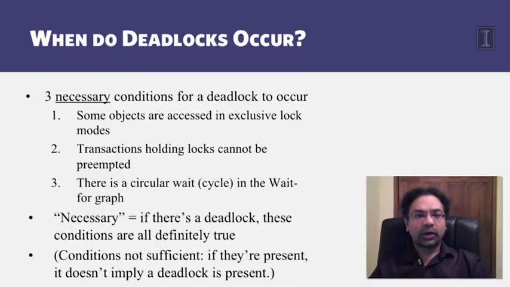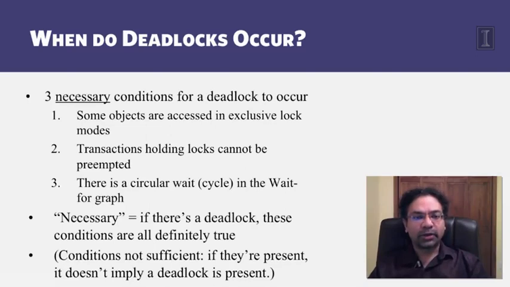So when do deadlocks occur? There are three necessary conditions for a deadlock to occur. When I say necessary, I mean that if there is a deadlock in the system, then these conditions are all definitely true. Okay, so these three conditions are as follows. Some objects are accessed in exclusive lock modes, which means that when a transaction accesses some objects, those objects are accessed so that no other transaction can access those objects. So these are exclusive lock modes. For instance, the write mode is an exclusive lock mode. Second condition is that a transaction holding a lock cannot be preempted.